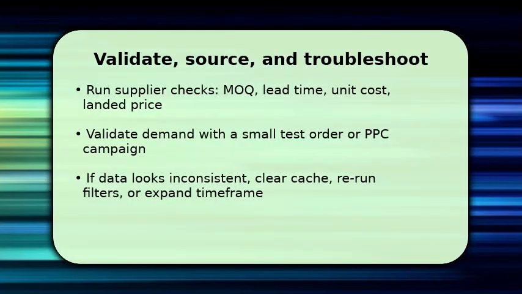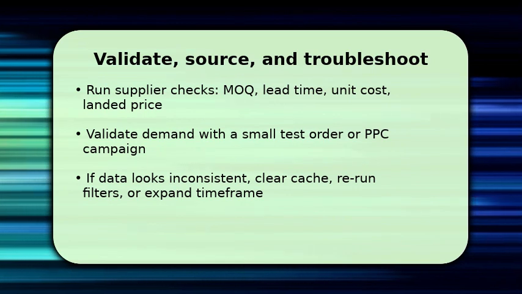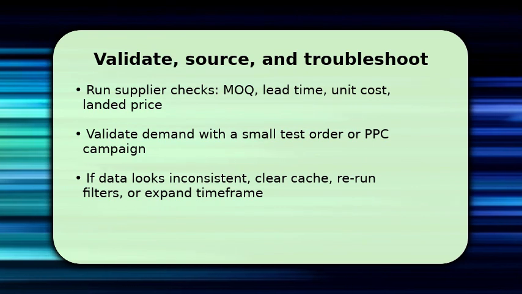Finish by validating sourcing and launch plans. Use Zik supplier checks or your sourcing contacts to confirm MOQ, lead times, and landed unit costs so the ROI holds. Once you have acceptable numbers, validate demand with a small test order or a short PPC burst to confirm conversion. If results deviate from expectations, troubleshoot.